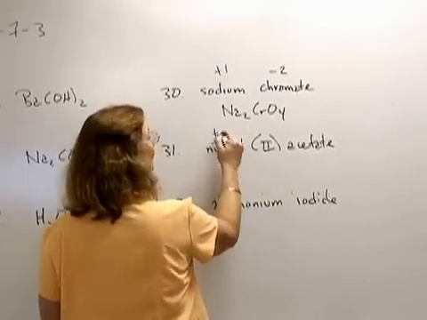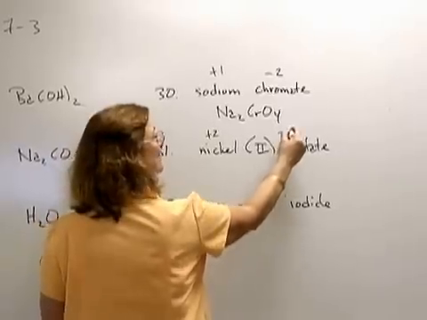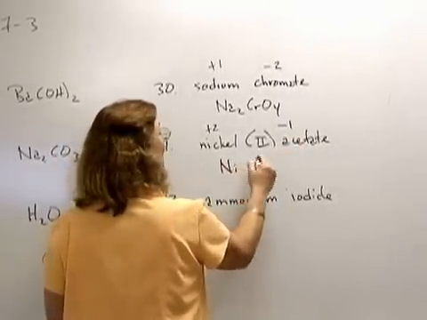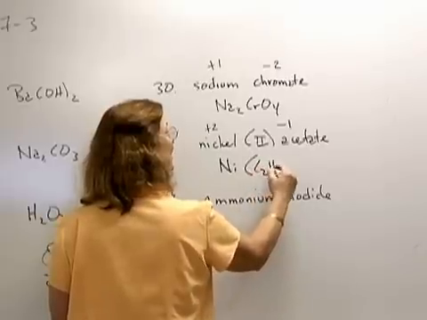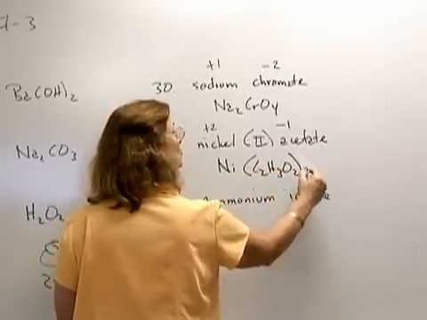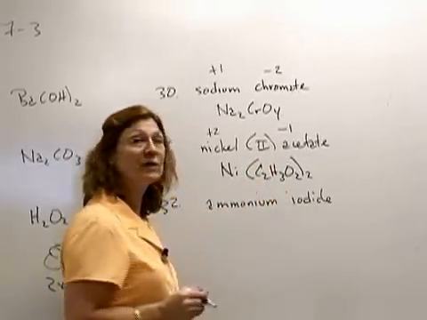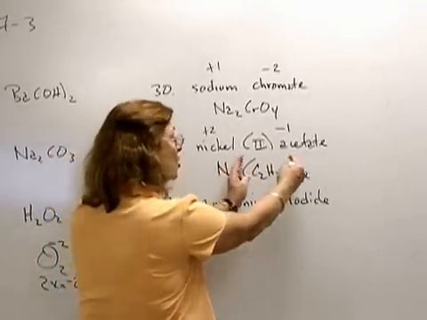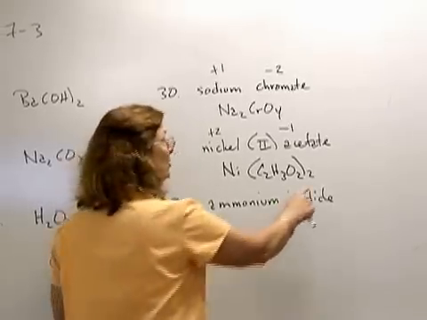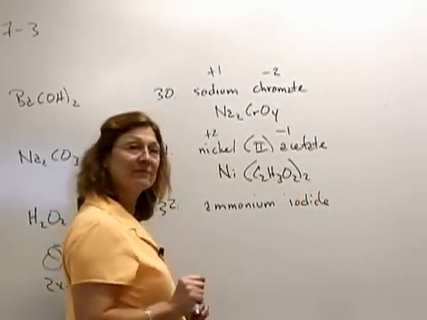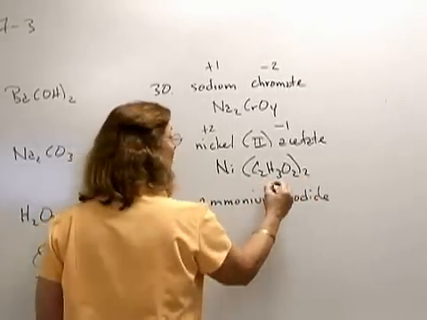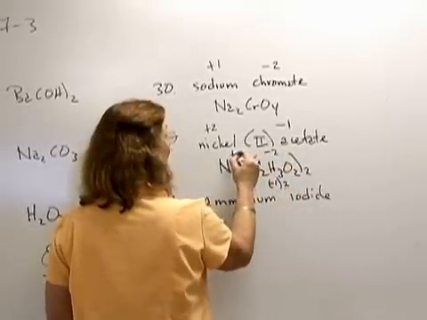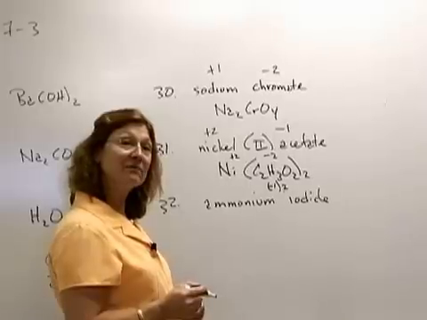Nickel is +2. Acetate is -1. Compounds must be 0. Ni, parentheses, C2H3O2 twice. Now it's very important when I have more than one polyatomic ion that I put it alone in parentheses, and there are 2 of them. So -1 times 2 is -2. And nickel is +2, and that brings me to 0.